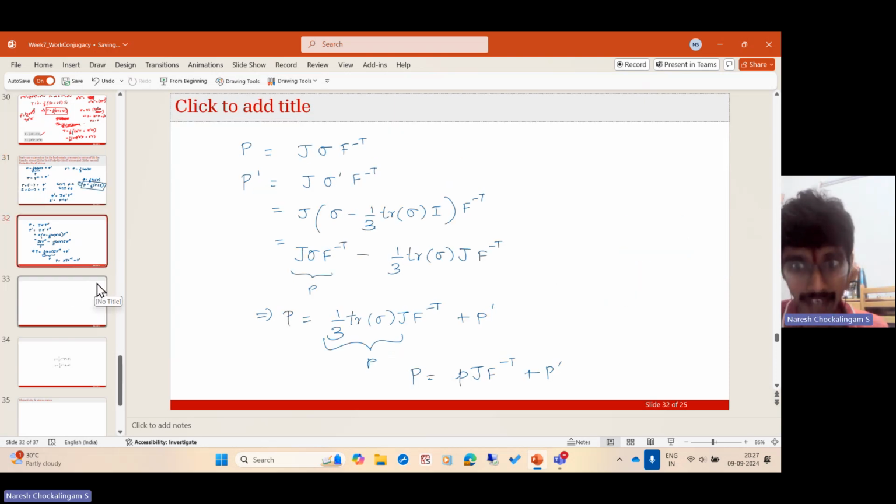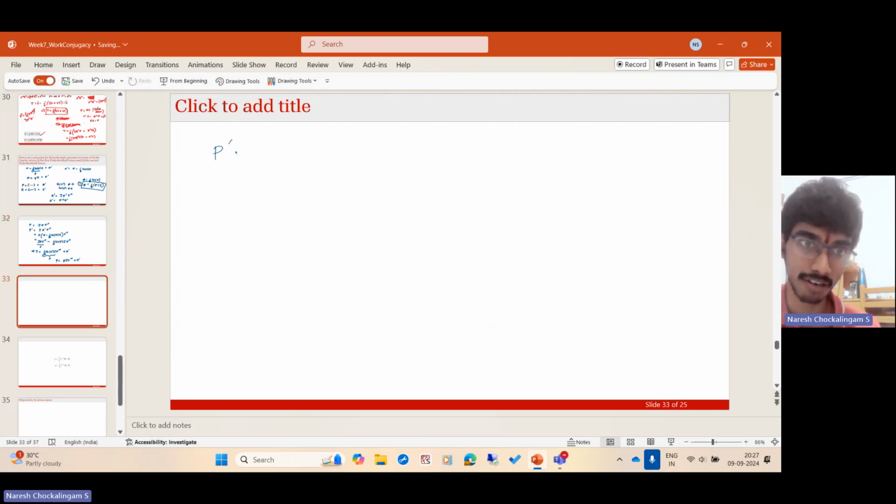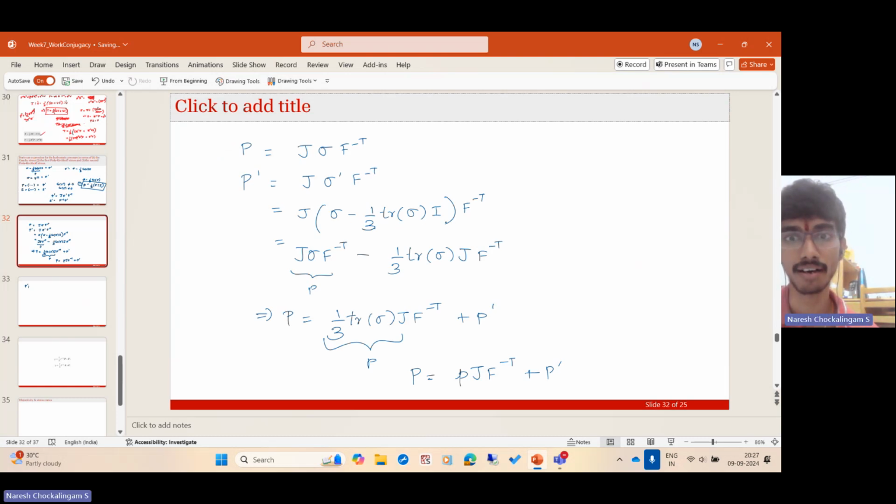For the second part, let us see what we can do. Now look at this P dash and dot product it with, or contract it with F.